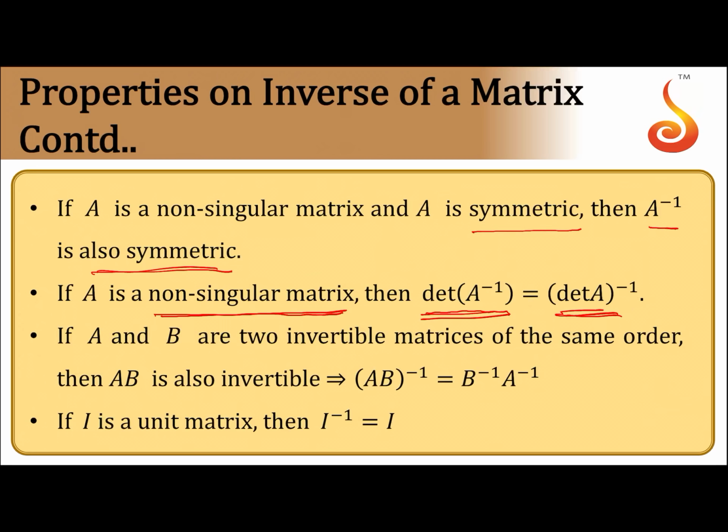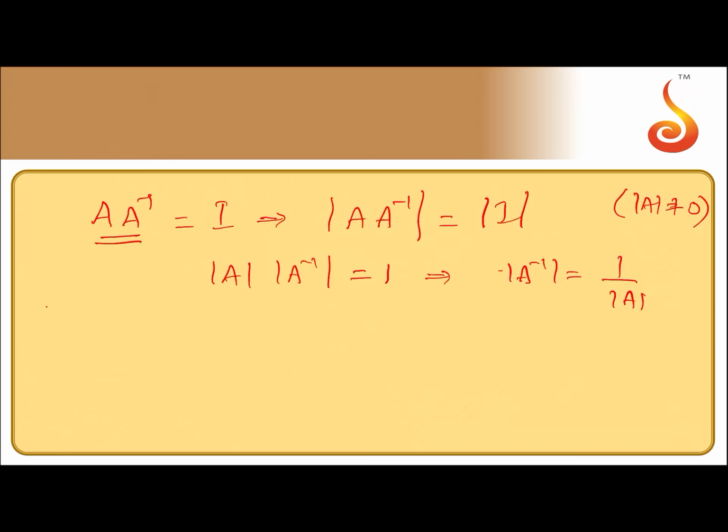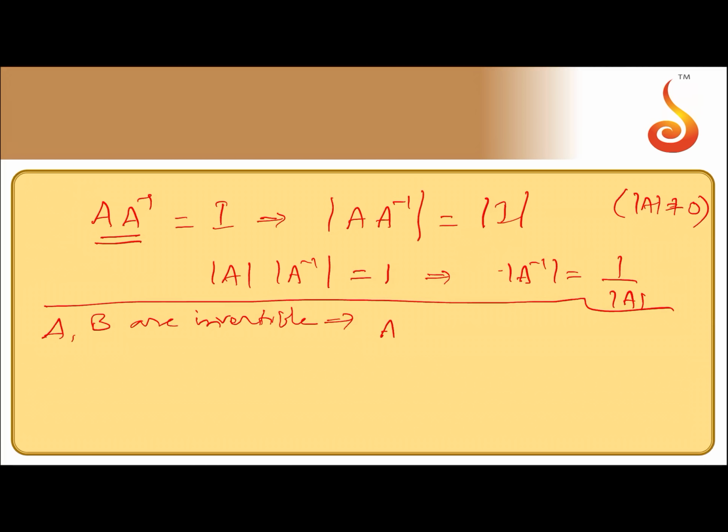At the same time, if A and B are two invertible matrices of the same order, then AB is also invertible. That means AB whole inverse is equal to B inverse A inverse. This is the most important one, so we shall see the proof of this. A, B are invertible. So that implies A into A inverse is equal to I, which equals A inverse into A. B into B inverse is equal to I, that is B inverse into B.